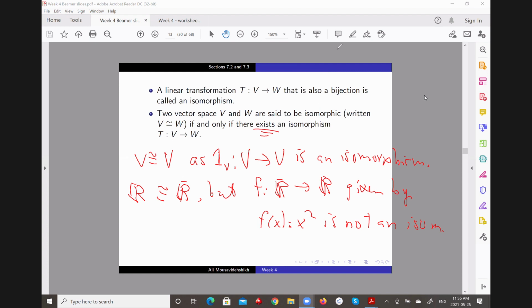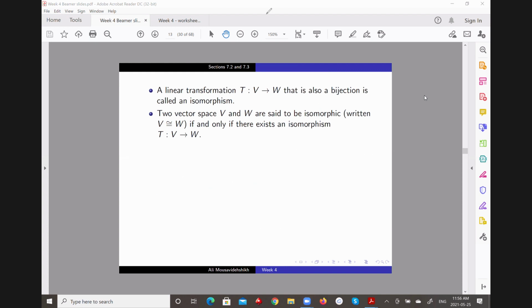Exactly. So not being isomorphic means if you pick any map from V to W, that map cannot be an isomorphism. So here are some examples of isomorphisms.